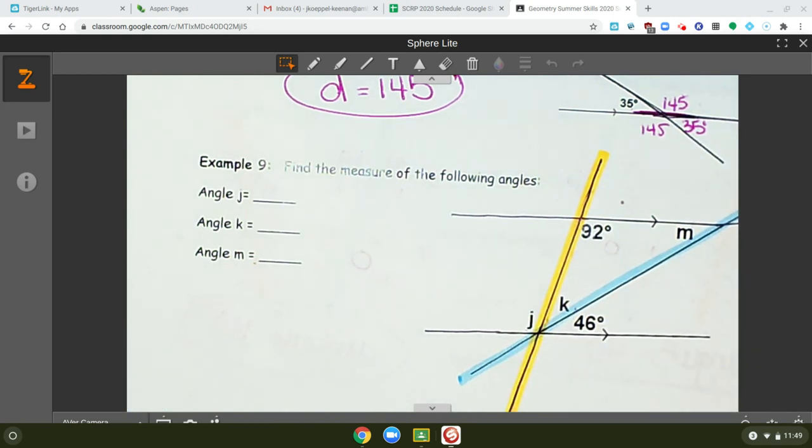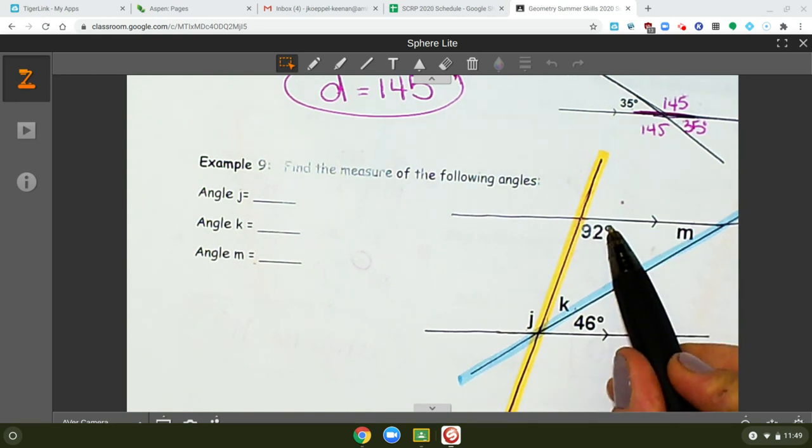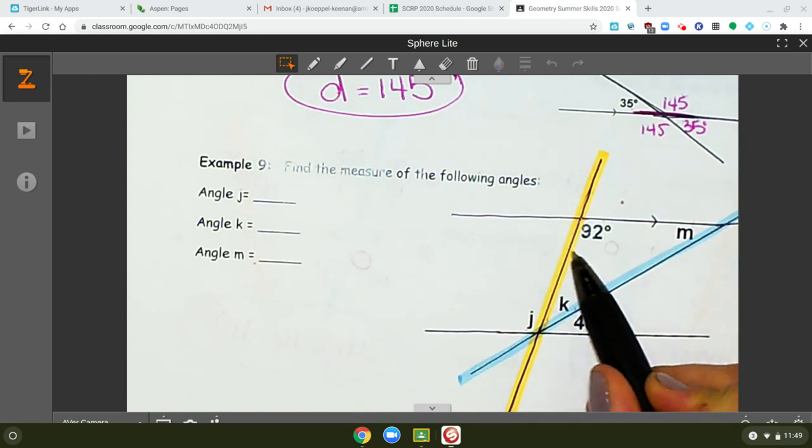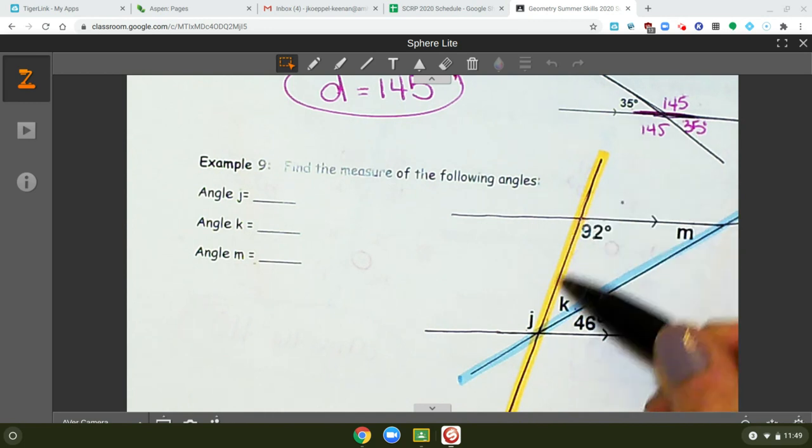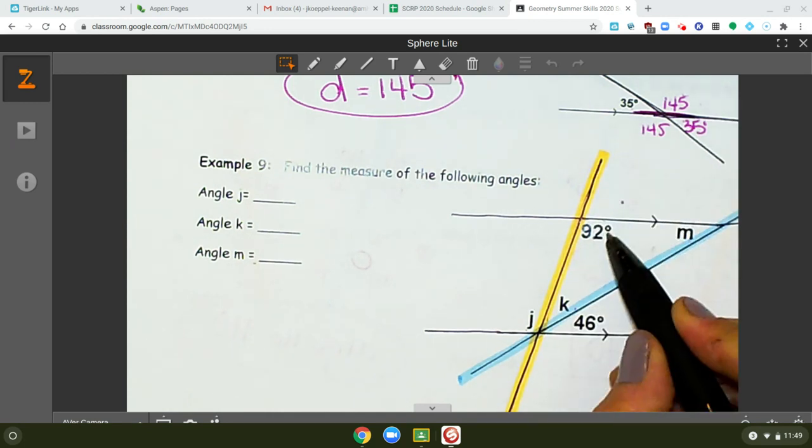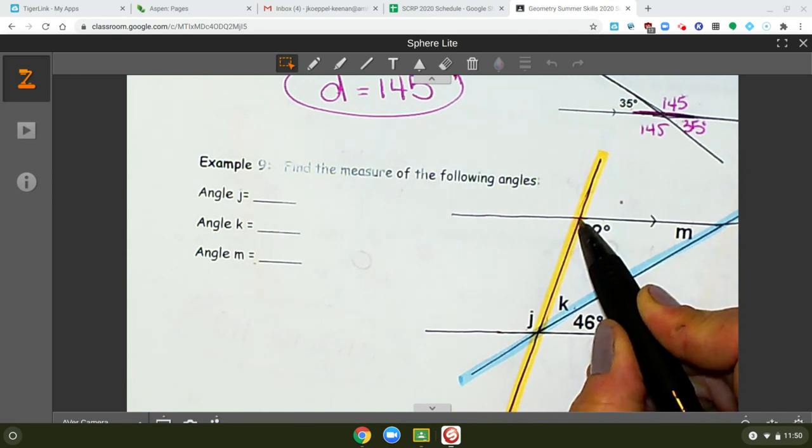Okay, so the first thing that we want to do is try to fill in as many angles as we can that are going around the same transversal. So I'm going to take a look at my orange transversal first, this one here. I see that we have an angle measure which is 92 degrees, and that's the reason why I picked this transversal first, because it has an angle that is by itself on a transversal.